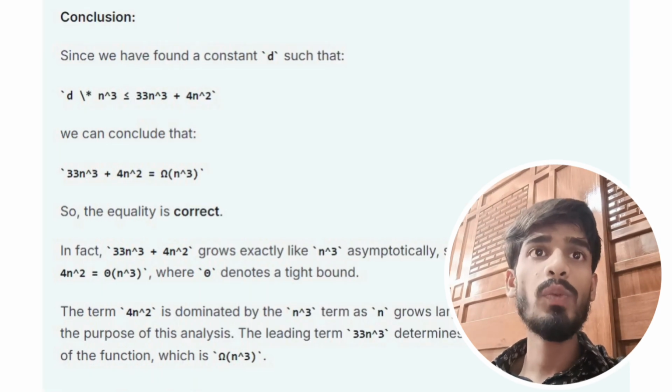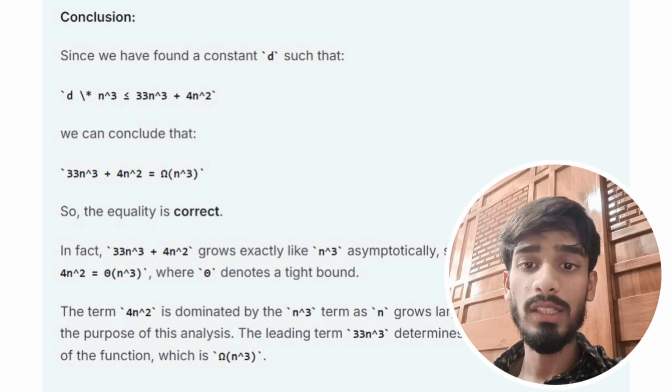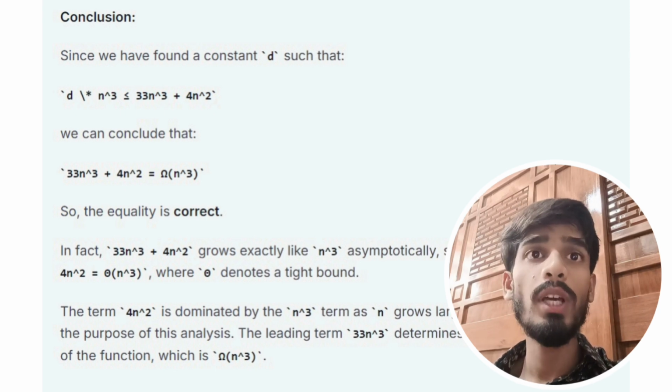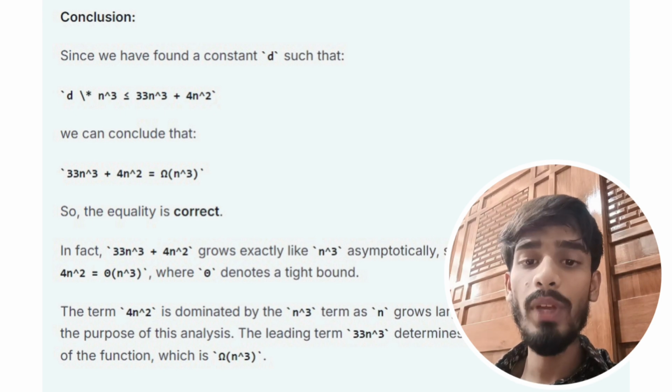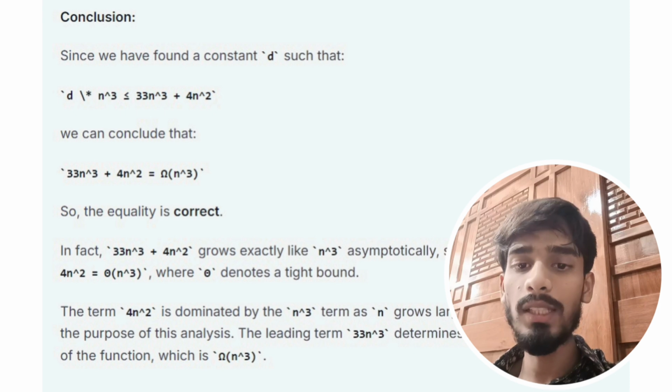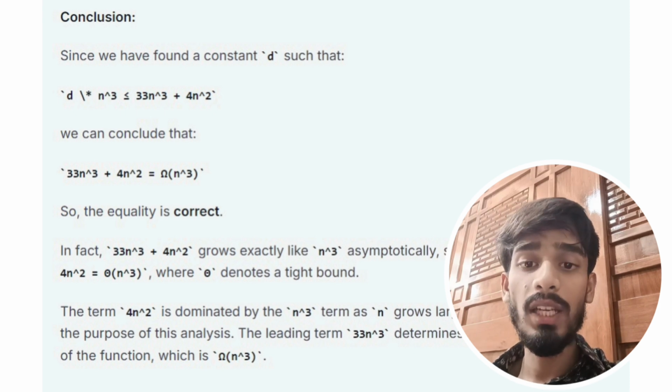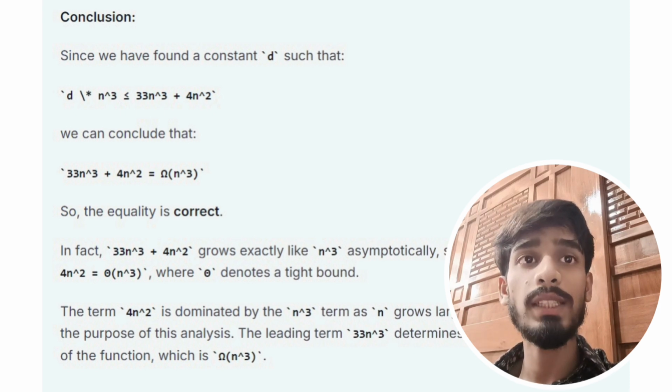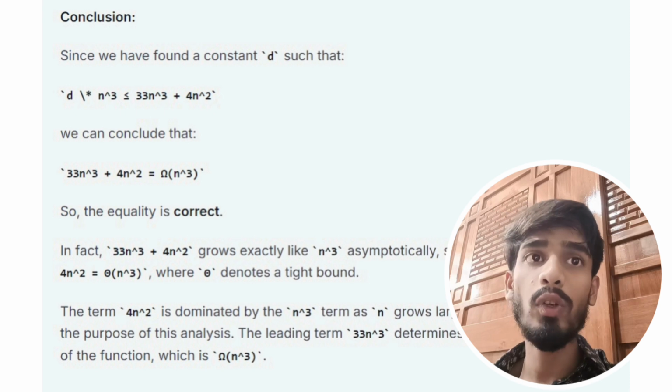Conclusion. Since we have found a constant d such that d times n cube is less than or equal to 33n cube plus 4n square, we conclude that 33n cube plus 4n square is equal to big O of n cube. So the equality is correct. In fact, 33n cube plus 4n square grows exactly like n cube asymptotically.